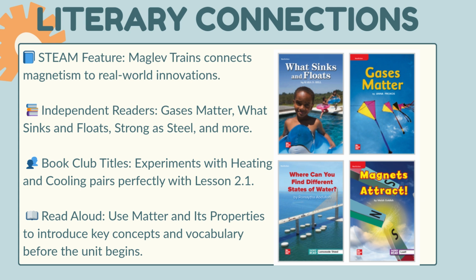Finally, in this chapter, it is important to understand that science and literacy can come together. Maglev Trains connects to magnetism and STEM careers. Independent readers like What Sinks and Floats, Gases Matter, and Strong as Steel support key concepts. The book Experiments with Heating and Cooling is perfect for Lesson 1, and Matter and Its Properties makes a great read aloud to introduce vocabulary and spark discussion before the chapter begins.